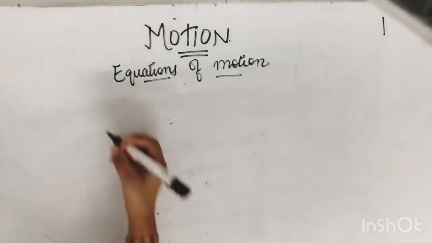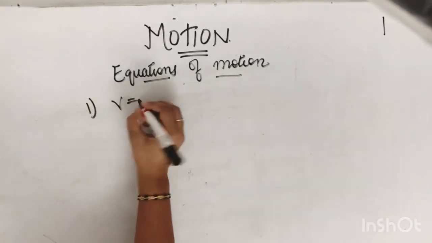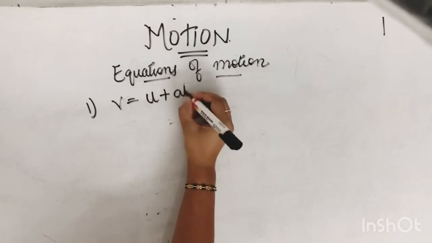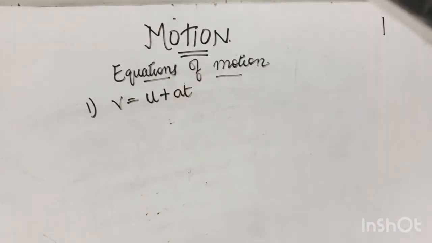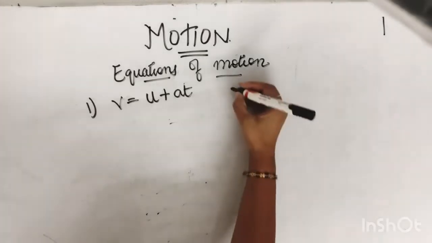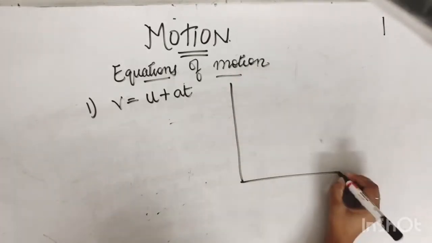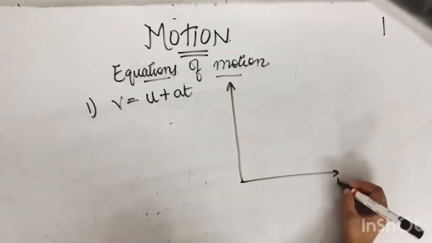So now we'll derive these equations of motion by graphical method. So first one is v = u + at. First you have to write the theory part that is given in your notes, and writing the theory part is mandatory. So v = u + at. We will derive all the equations of motion by using velocity time graph. So draw the velocity time graph.